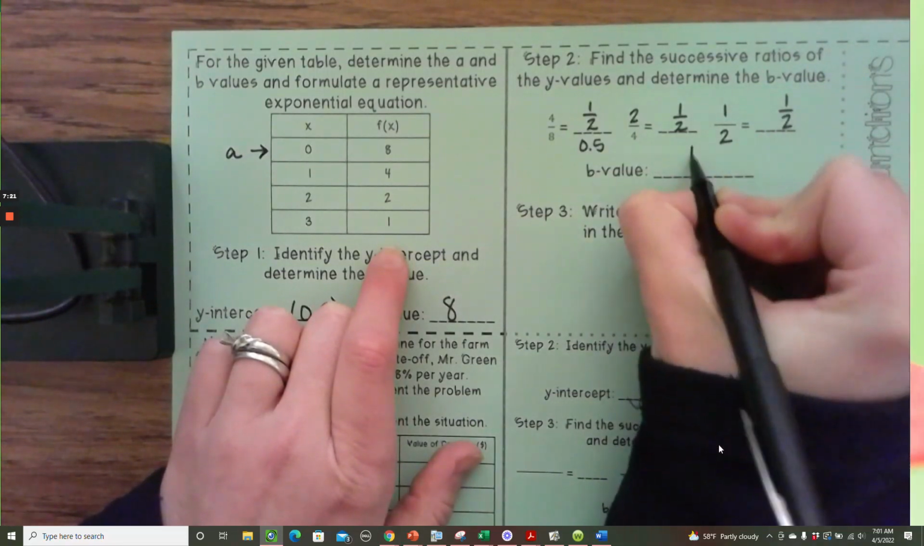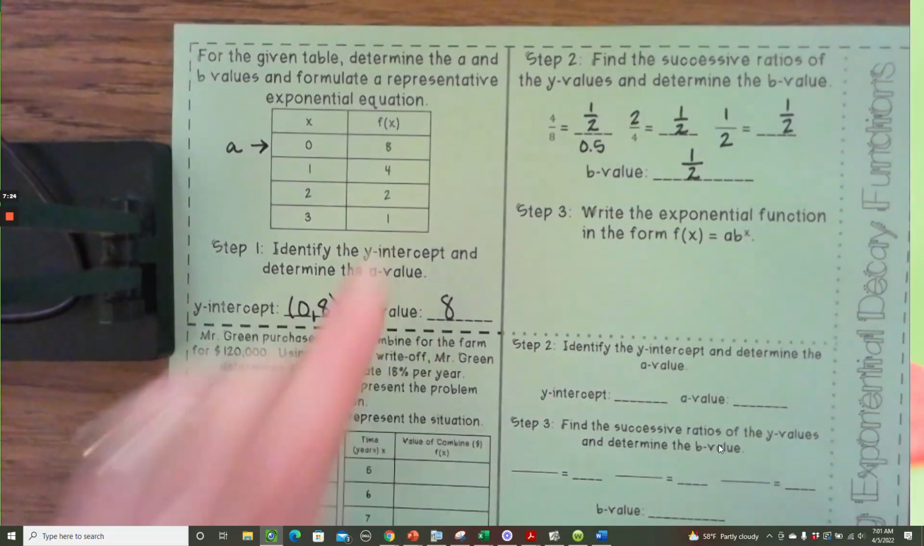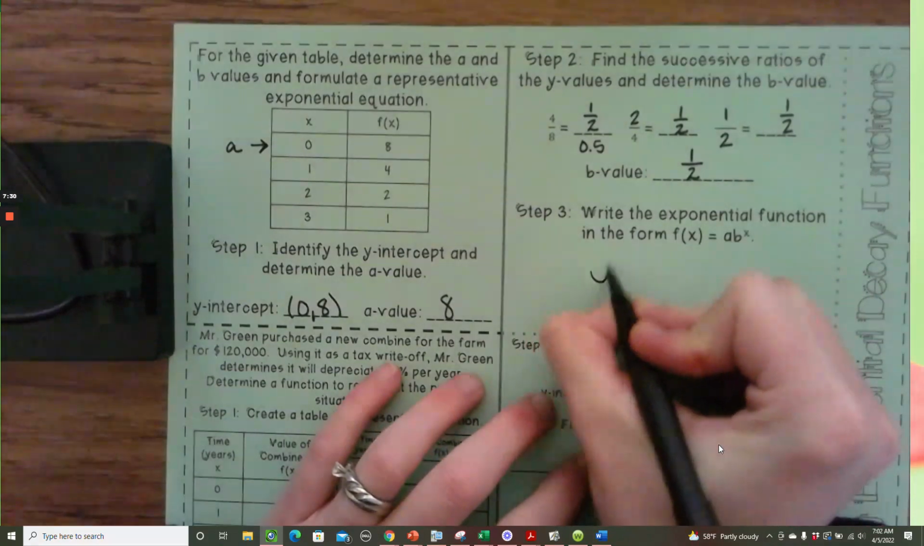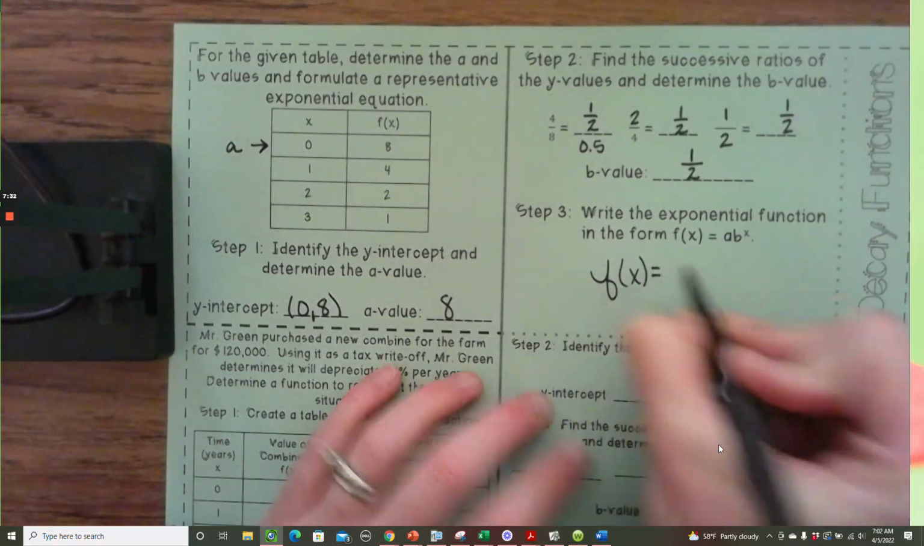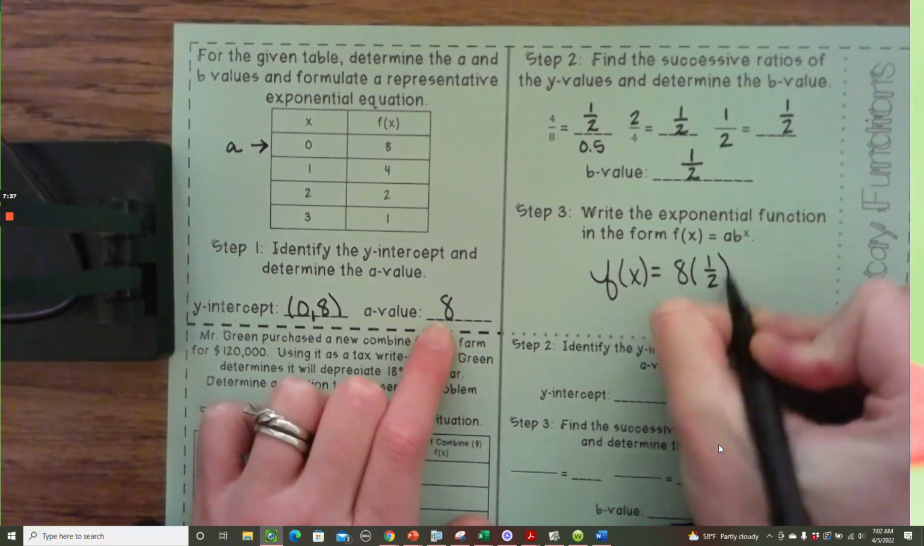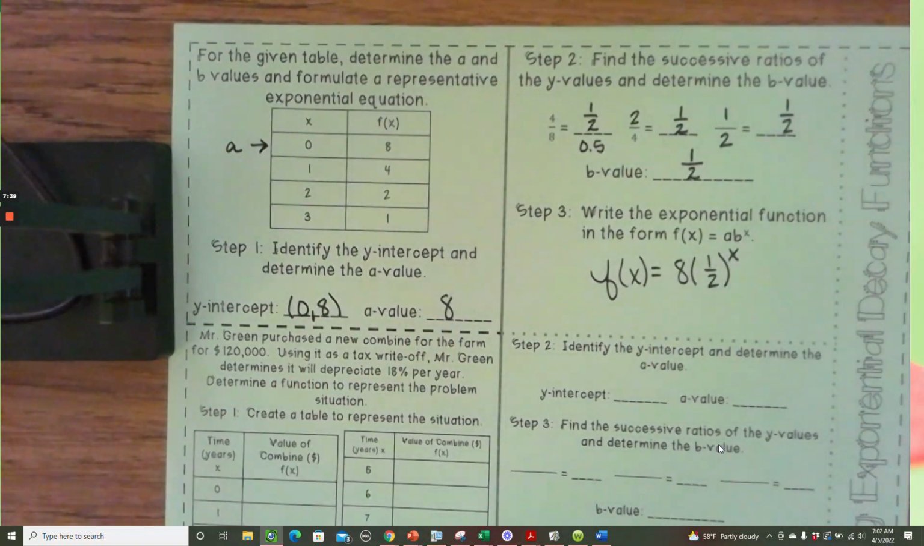And you can leave this in fraction form as well. It's okay. I know we converted it to a decimal in the other one, and that was just to kind of condense that number, make it easier to look at. So our function is going to be f of x equals the a value times the b value to the x power.